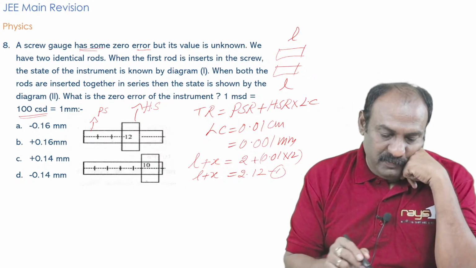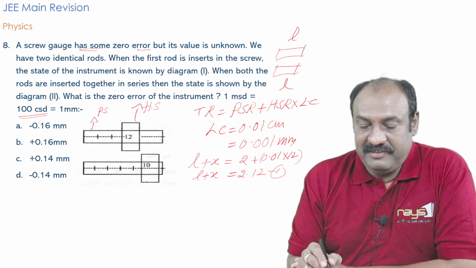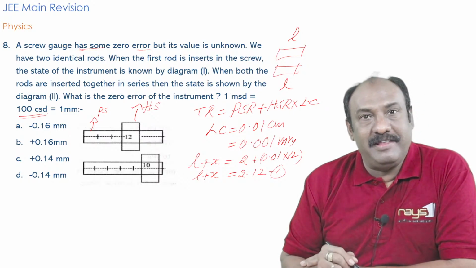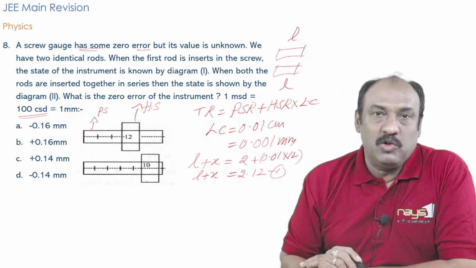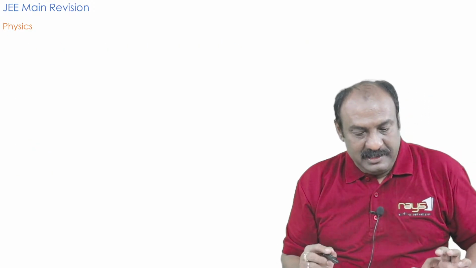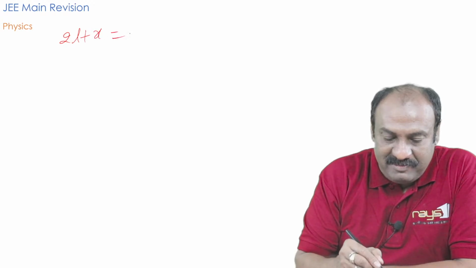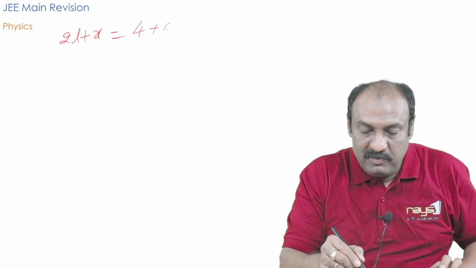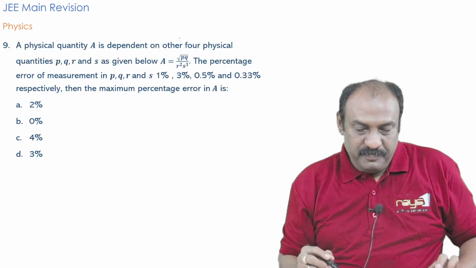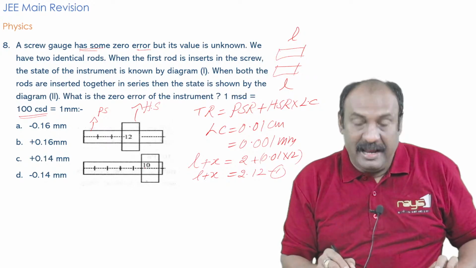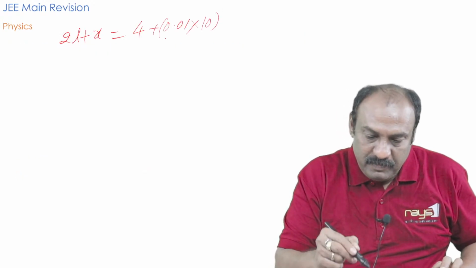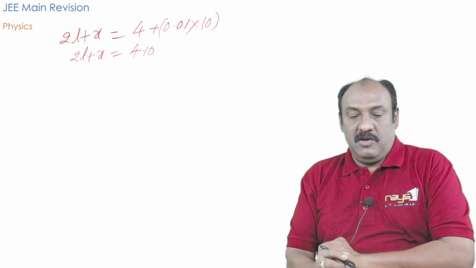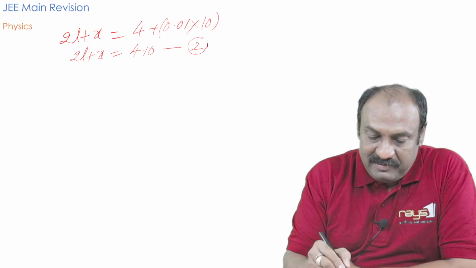Next, see the second diagram. When both rods are inserted together in series, the total length of measurement is L plus L, 2L, with some error x. So 2L plus x is equal to: the pitch scale reading is 4, plus 0.01 into the head scale reading, which is 10. So 2L plus x is equal to 4.10. That is the equation for the second arrangement.